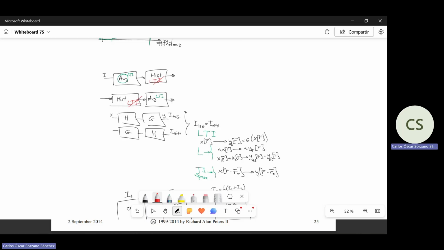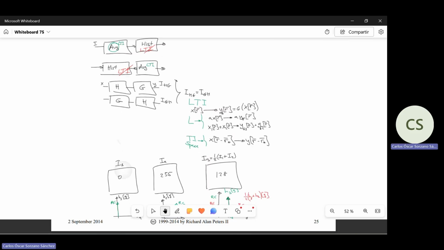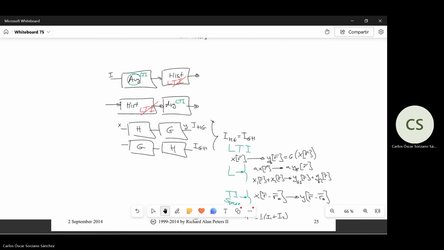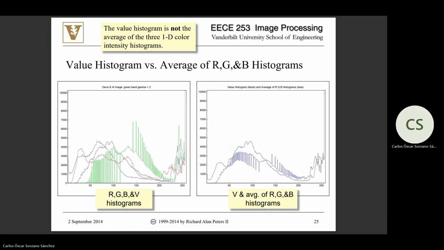So if something is not linear, is it time invariant? Computing the histogram is time invariant. If I shift my image, the number of counts, ignoring the borders, the number of gray values will be the same. So if I shift the image, the count doesn't change, but the linearity is not preserved. So it is not the same computing the average and then the histogram, or computing the histogram and then the average. This is why these two curves are so different.